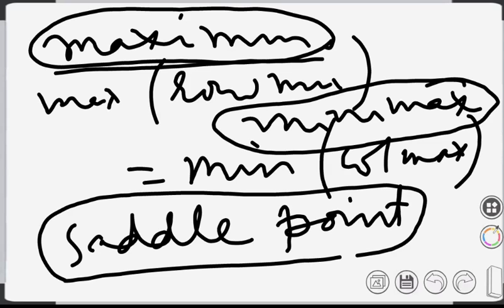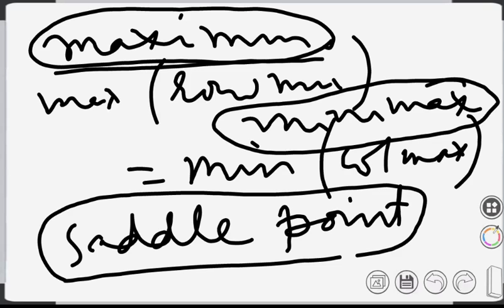Are you writing? Please write. If max of row min, that is maximin, is equal to min of column max, that is minimax, if they are equal, then the game has a saddle point and the game is played with pure strategy. Sir, can you please repeat once again? Again, I'll repeat.